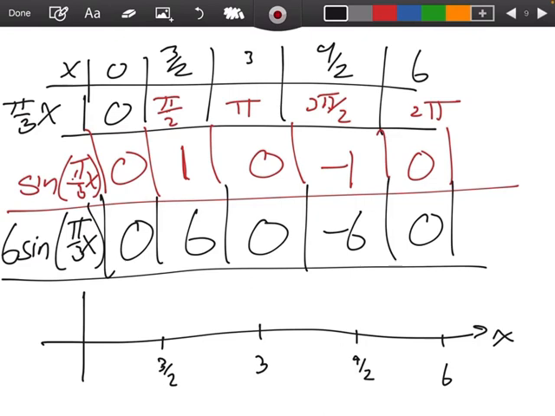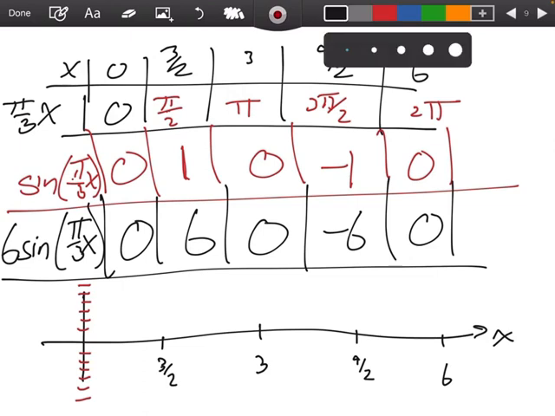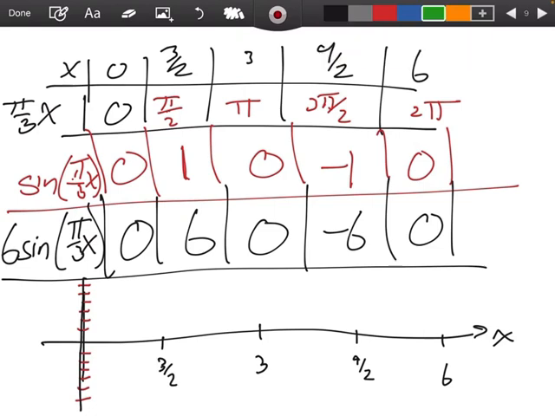And then I'm going between 1, 2, 3, 4, 5, 6. 1, 2, 3, 4, 5, 6. And I'm going to do this in green so you guys can see. So this is going to be 0. That's going to be 6. That's going to be 0. That's going to be a minus 6, and that's going to be 0. And then all I'm going to do is connect my dots.